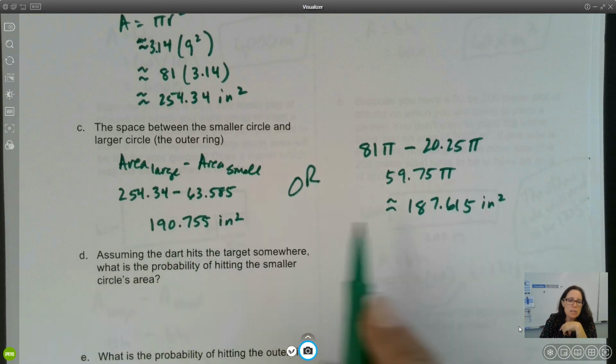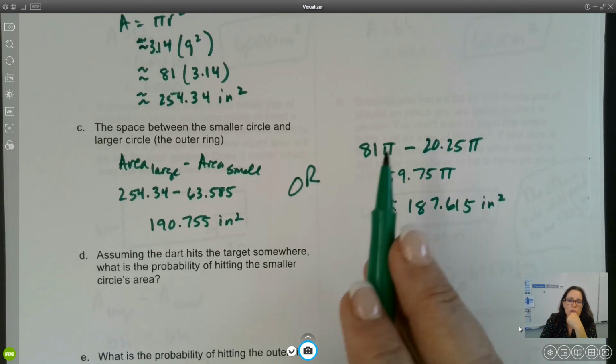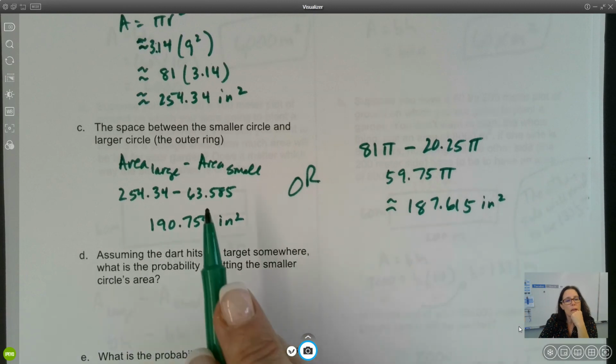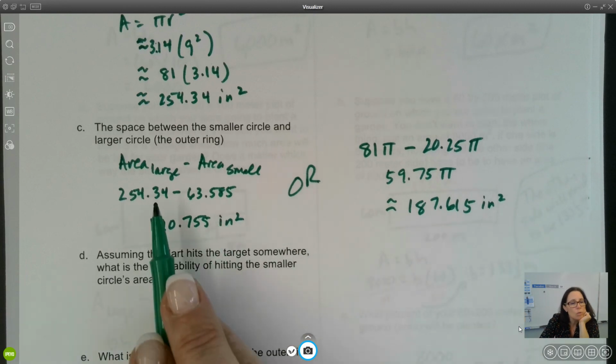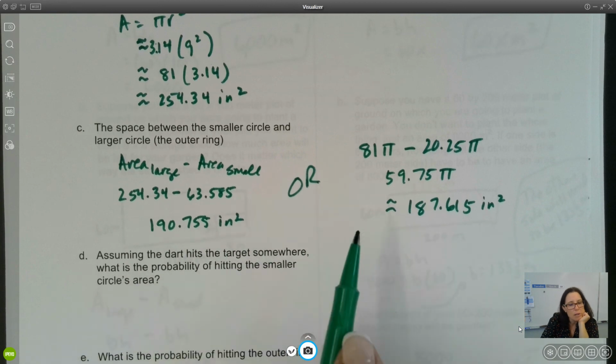Okay, so I would accept either one. My honors students, I would kind of gear towards this being more precise. But it's okay for our class to take the two rounded values and subtract them. Notice how very close they are.